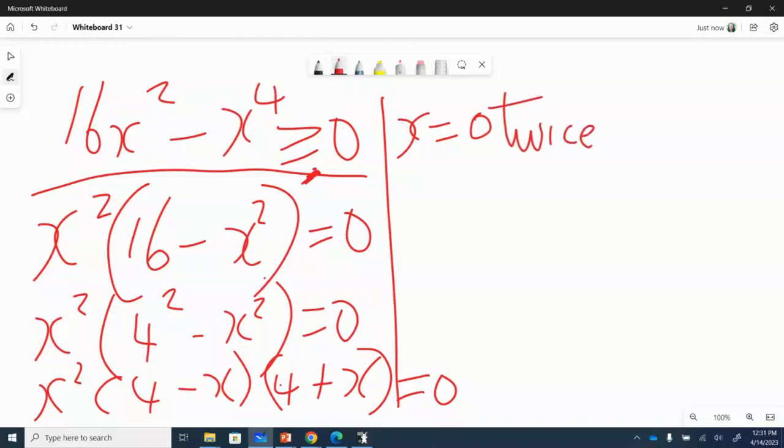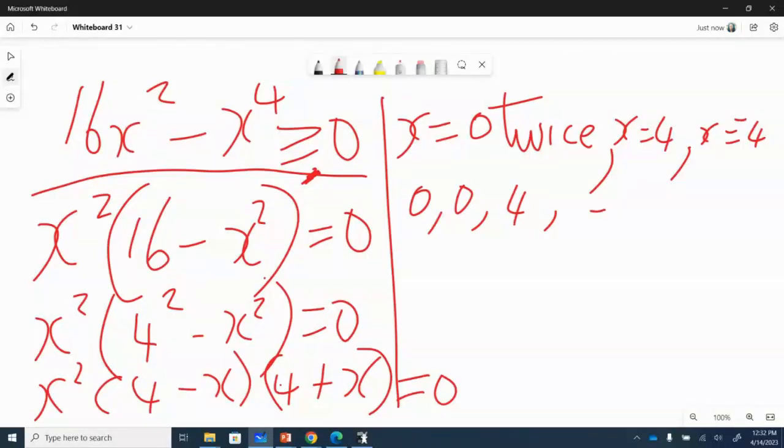It's a repetition. That is 2 solutions. And then by the zero product property, 4 minus x will give me x equal to 4. 4 plus x, by the zero product property, will give me x equal to negative 4. So I have 0, 0, 4, and negative 4. So I have 4 solutions.